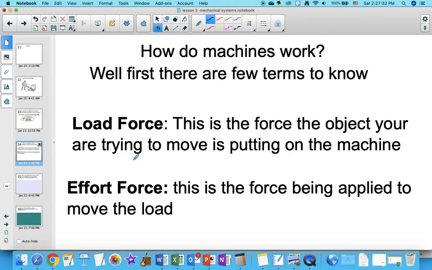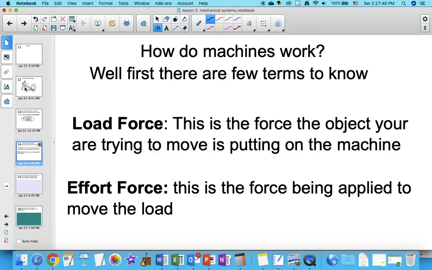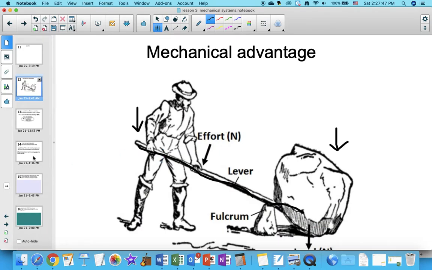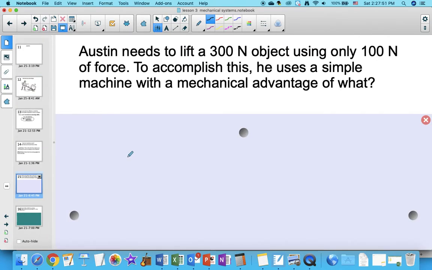So we can do an example, but we need to review what is load force. Load force, again, is the force the object is applying to your lever or machine. The effort force is the effort you put in. So, Austin needs to lift a 300 Newton object using only 100 Newtons of force. To do this, he uses a simple machine with a mechanical advantage of what?